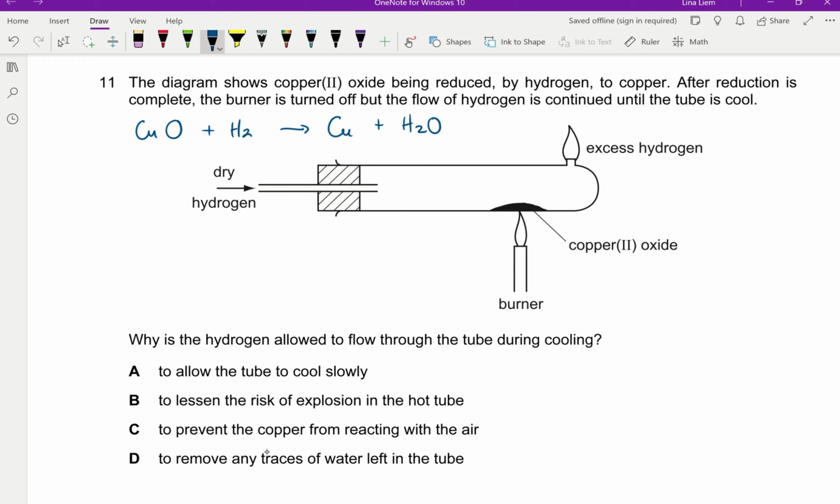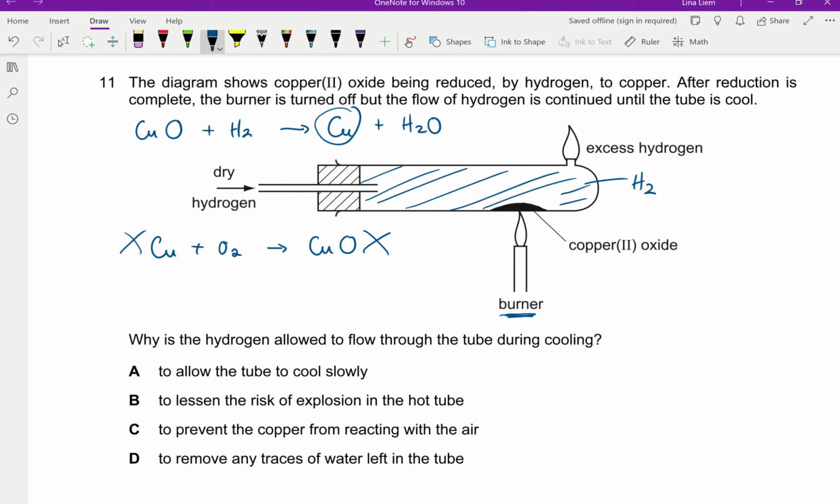Now, when copper is hot, because it's being heated during the reaction, it will readily react with the air to form copper 2 oxide again. So to prevent this reaction, hydrogen is allowed to flow through the tube during cooling. So this tube is now filled with hydrogen, and copper cannot react with hydrogen. Once copper is cold, then the hydrogen will be stopped, and cold copper metal will not react with oxygen in the air. So the answer here is C.